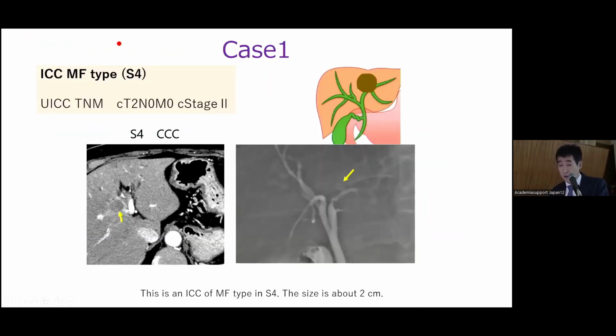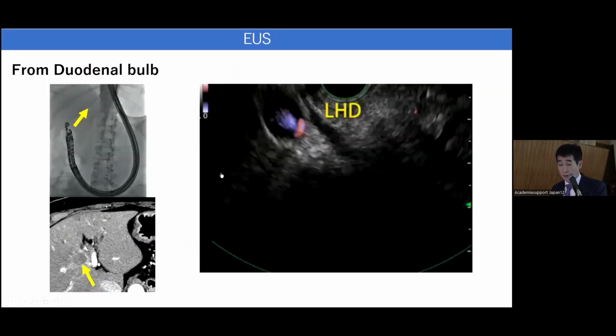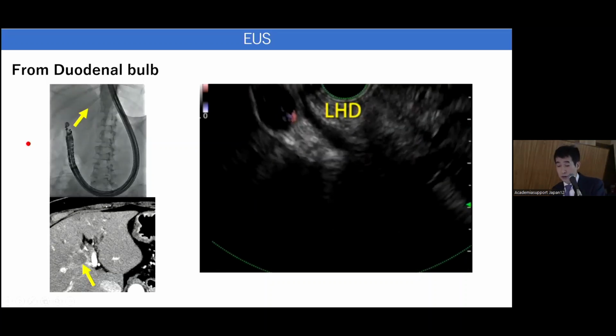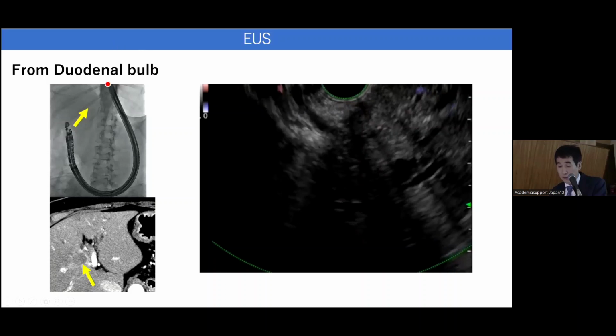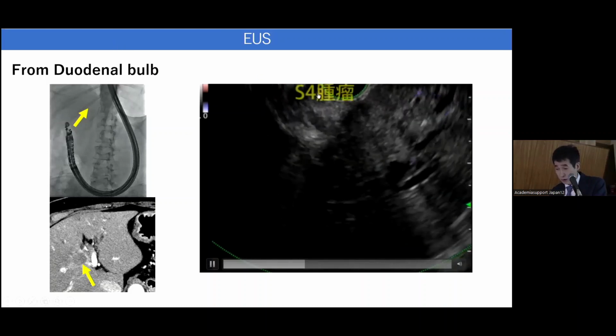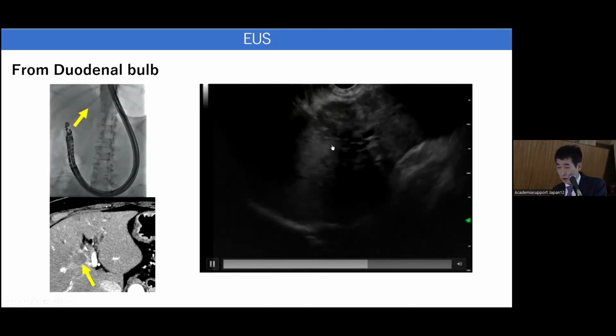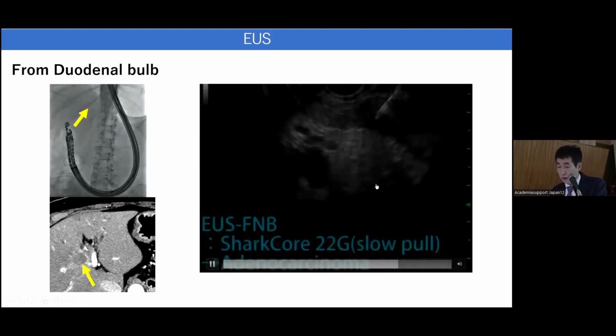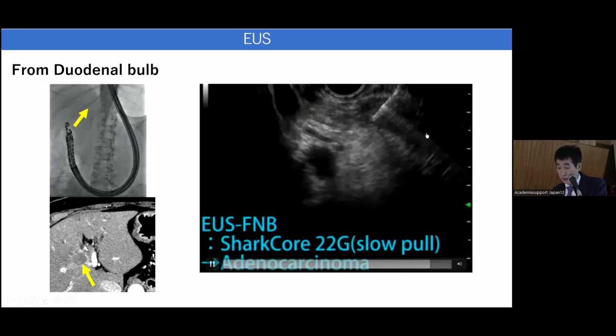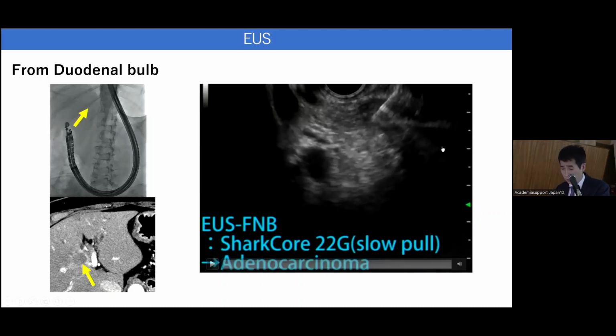So I will show a mass-forming type ICC. This is located in segment 4, around 2 centimeters. We performed the EUS procedure from the duodenal bulb. This is following the left bile duct. We can see the left lobe, and segment 4 is located around here. So we can detect S4 clearly and perform EUS-FNB. It can reveal adenocarcinoma.